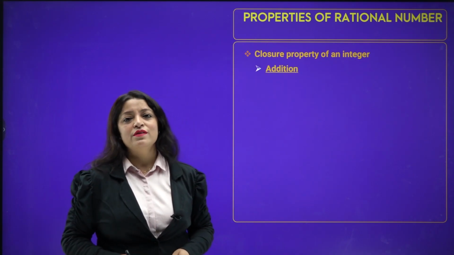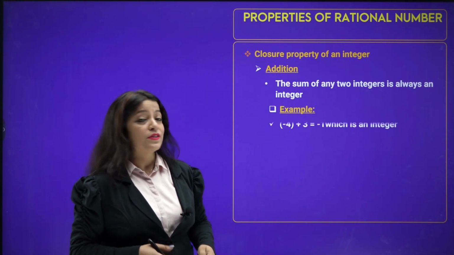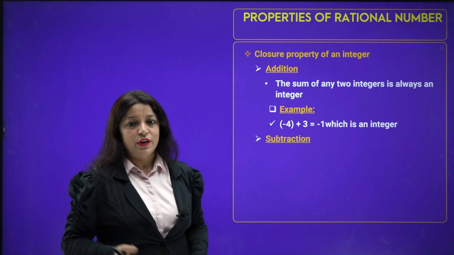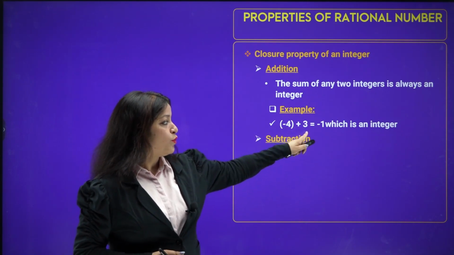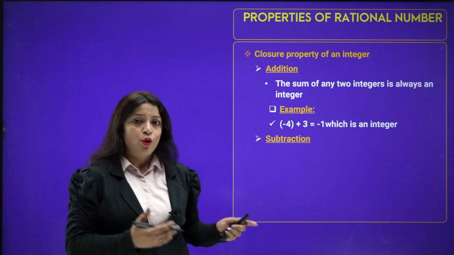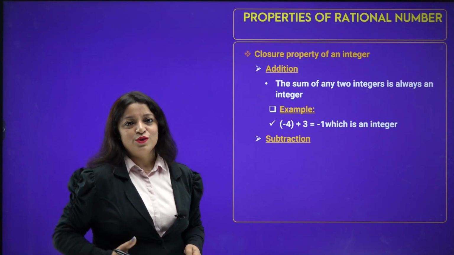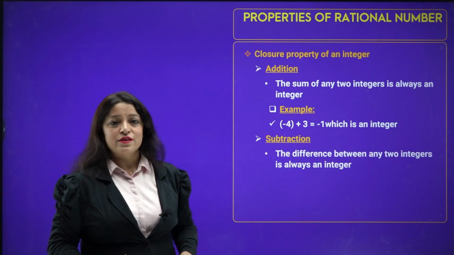In the same way, you can apply it to integers also. When you add two integers, the result is always an integer. For example, if you add minus 4 and 3, the result is minus 1, which is always an integer. All this you have already done in your junior classes. It's just a recall of them. So let's move ahead with subtraction.